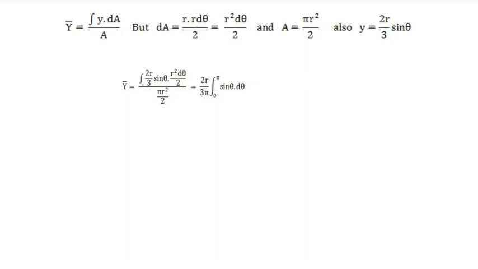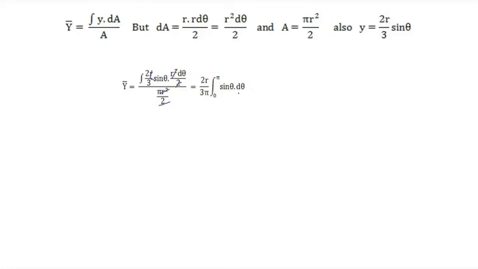So y into dA: we substitute y is equal to 2r/3 sin theta, and dA is equal to r square d theta divided by 2, right? On further simplification, the 2 goes above, and you can cancel out this r square and this r square, so only this r remains. The 2 and 2 will cancel out. Therefore 2/3 r divided by pi into integration from 0 to pi of sin theta d theta.